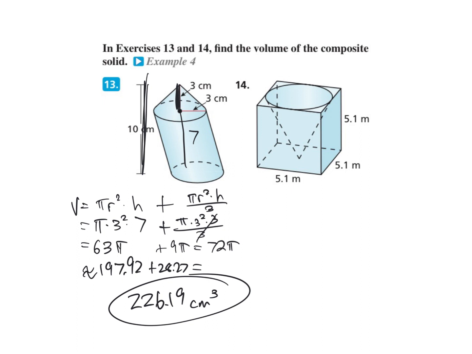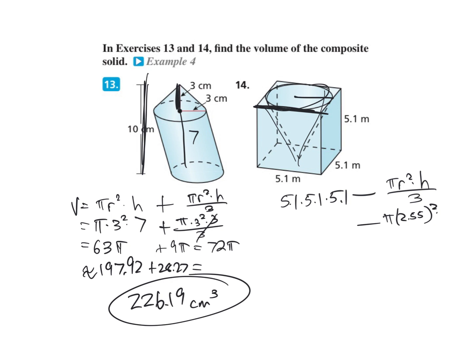Okay, number 14. So we want the volume of the box, which is length times width times height. So 5.1 times 5.1 times 5.1. And then we're going to subtract off this cone that's inside of it. So the volume of a cone is the area of the base, pi r squared, times the height, and then we're going to divide by 3. All right, so the radius is half of the length of the box here. So half of 5.1, so 5.1 divided by 2 is 2.55. Now square it. The height of the cone is going to be the height of the box, 5.1. And we're going to divide by 3. So first of all, 5.1 cubed. 5.1 times 5.1 times 5.1 is 132.651.